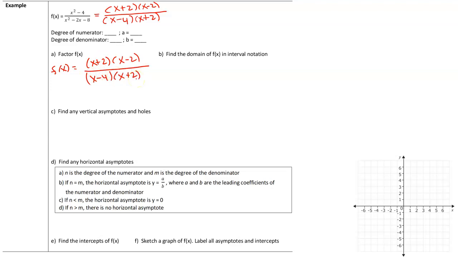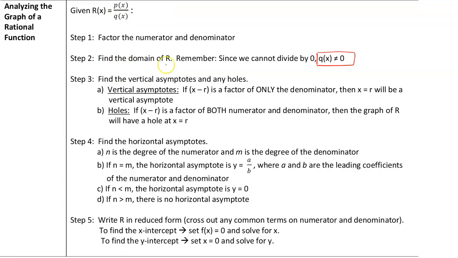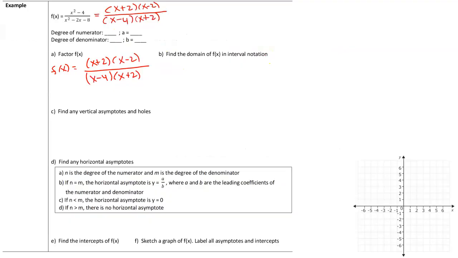Part B says find the domain of f of x in interval notation. So for the domain of f of x, the denominator cannot be 0, and that's a restriction on the domain. So we have our denominator, which is x minus 4 times x plus 2, and that cannot equal 0, which means x cannot equal 4, and x cannot equal negative 2.